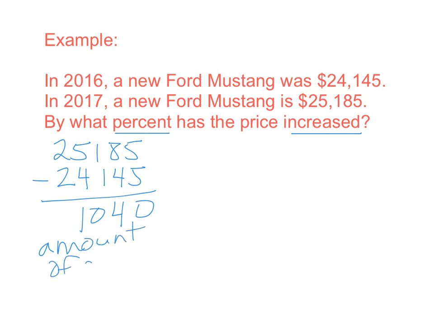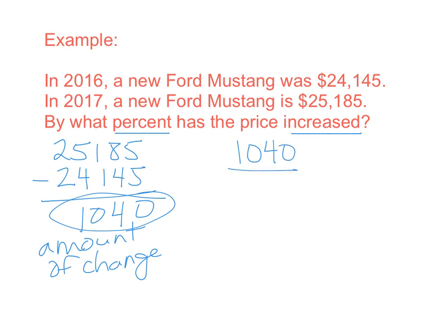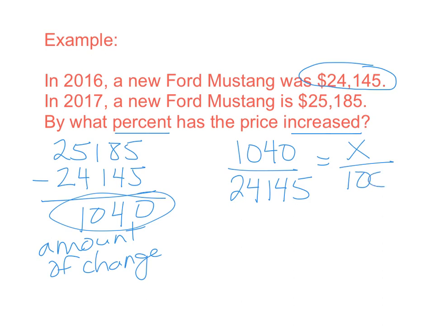And that, my friends, is the magic number that goes in your proportion. That is the number that goes over the original amount, or the old amount, or the starting amount, whatever phrase helps you remember that. So that's the 24,145. And then my x is the percent, because I don't know that, and that's over 100. We'll always do it that way.